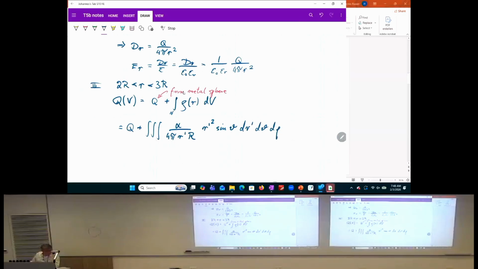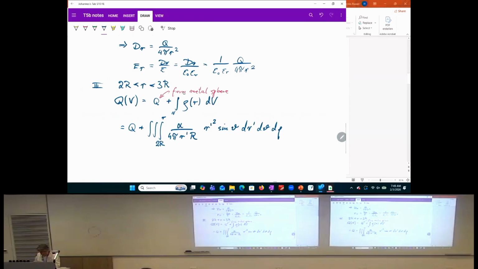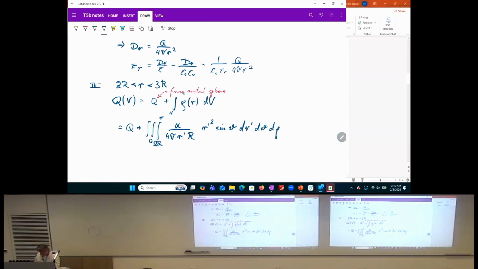Well, the surface charge starts also at 2R, only 2 capital R, and this is the region we are looking at right now, 2R to 3R. So we're starting from 2R to some point that is larger than 2R, that we denote with small r. And the theta is going from 0 to pi, and the phi is going from 0 to 2 pi. So that we have already evaluated earlier. So we know Q plus 4 pi. This gives us the integration over phi and theta.